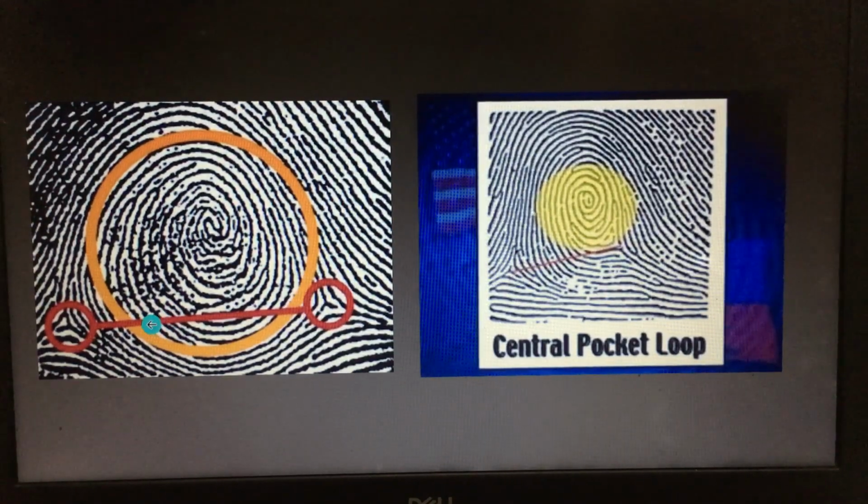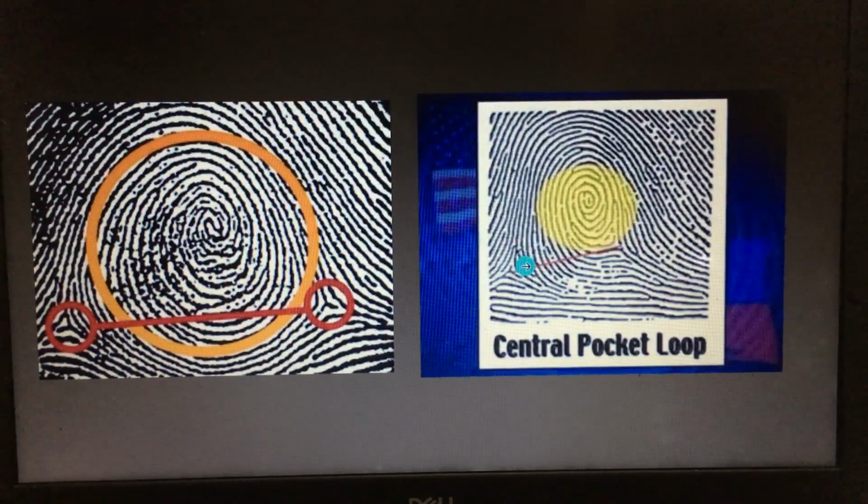However, in the central pocket loop, there should not be a recurving ridge attached at the imaginary line here. And as you can see, there is one delta here, and the type lines are the type lines that diverge, and the other side is here.